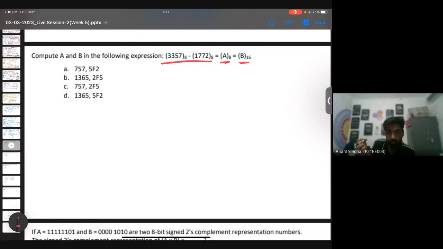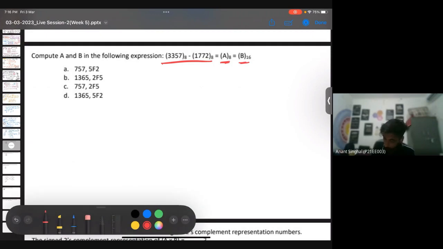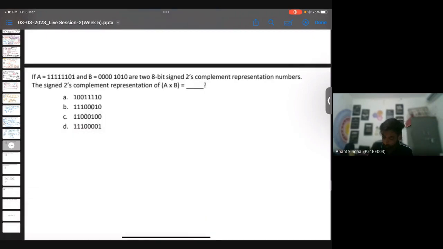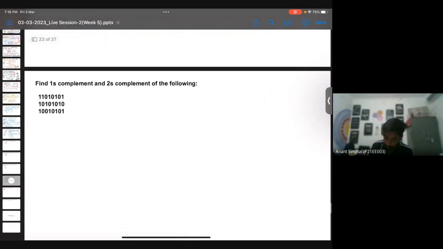We have already learned that for the conversion of an octal number to a hexadecimal number, we need its binary equivalent. For subtraction of binary equivalents, what we need is 2's complement. So first we'll read the concept of 2's complement, then we can proceed for this question. Maybe I can go for some other question.